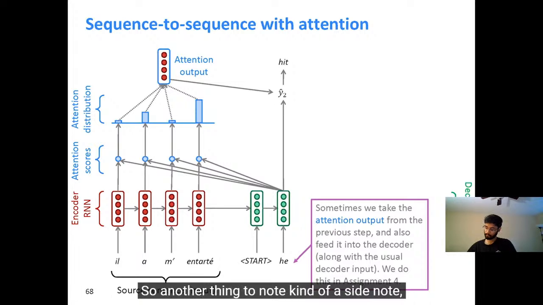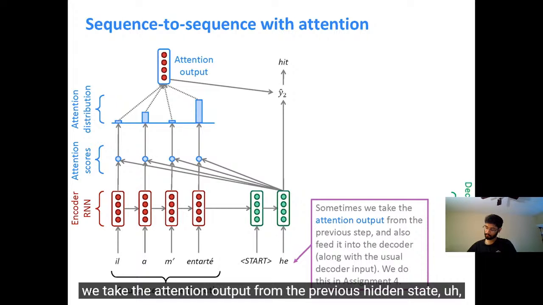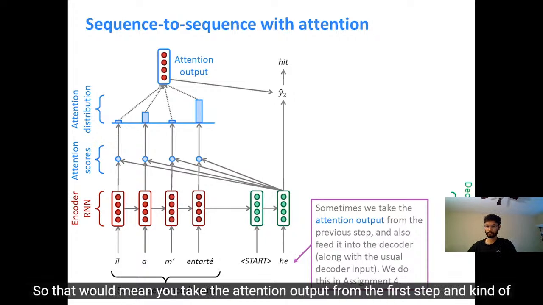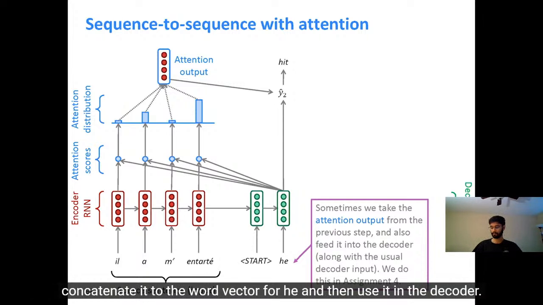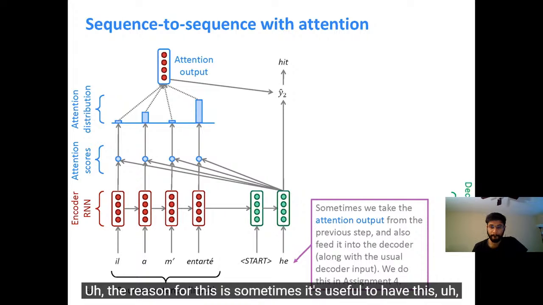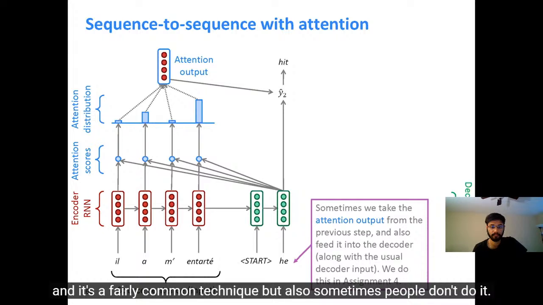So another thing to note, kind of a side note, is that sometimes we take the attention output from the previous hidden state and we feed it into the decoder again, along with the usual word. So that would mean you take the attention output from the first step and concatenate it to the word vector for he, and then use it in the decoder. The reason for this is sometimes it's useful to have this information from the attention on the previous step on the next step. So I'm telling you this because this is something we do in assignment 4, and it's a fairly common technique, but also sometimes people don't do it.